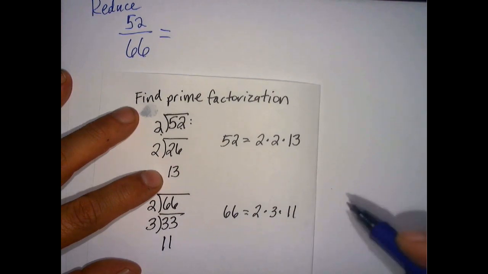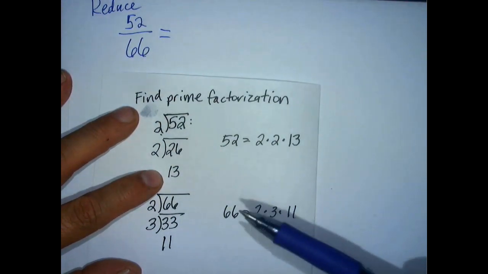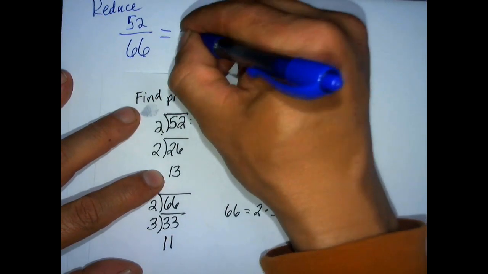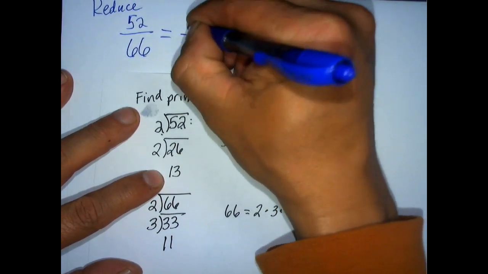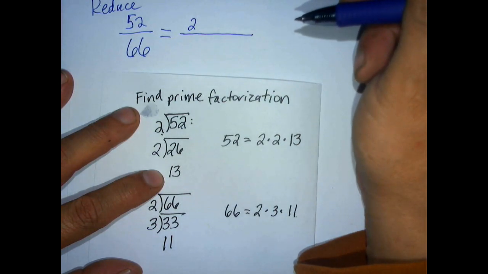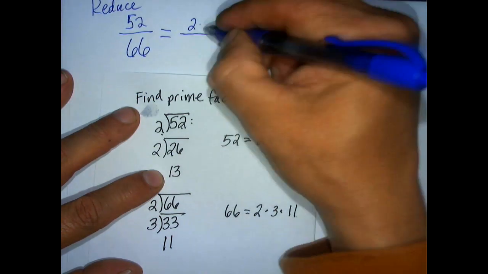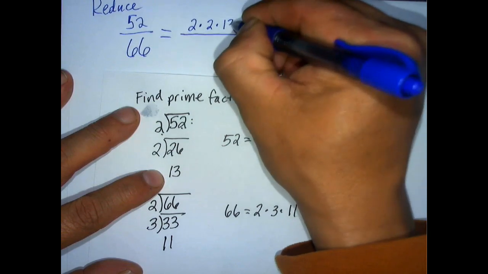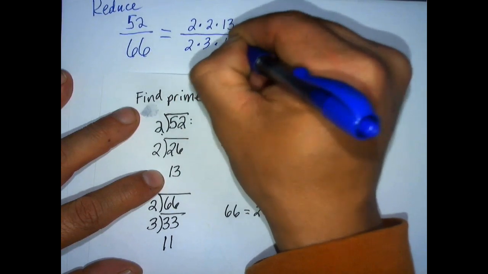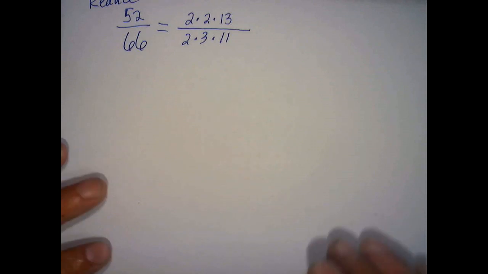I'm going to go over some other ways of doing this. With the same number, we're going to reduce this 3 different ways. But we're going to do it the prime factorization way first, which is the way I recommend, until you get enough practice that you can do it in your head. So 52 is 2 times 2 times 13, and 66 is 2 times 3 times 11. And you can see what we could take out there, right? The first set of 2s.